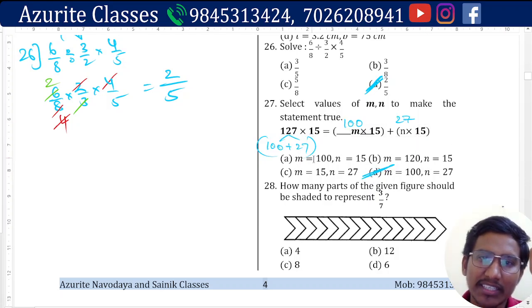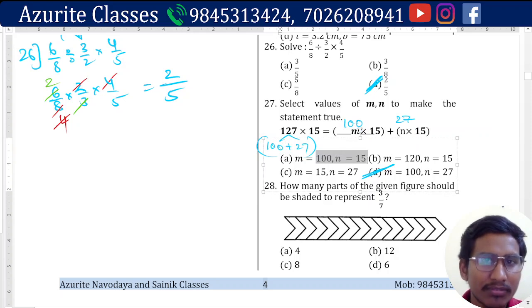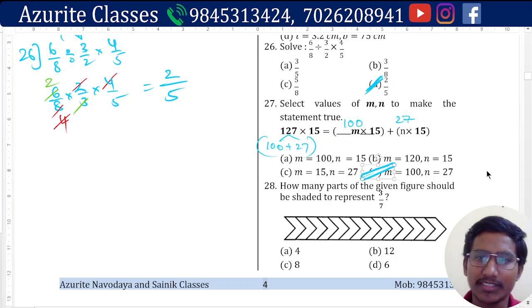You can go here A. If you say 100 plus 15, 115, not 127 here, not possible. So that is why D is the answer.